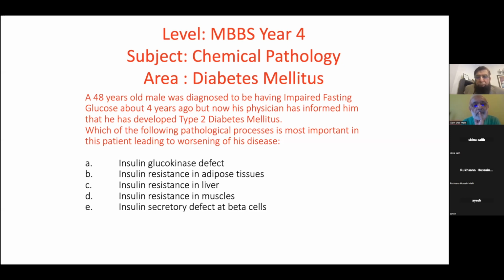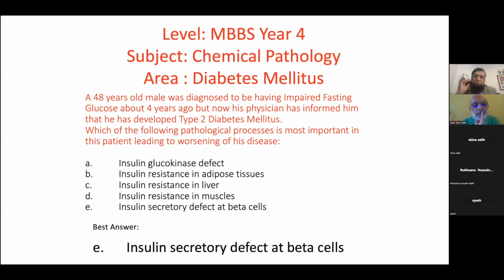So this question is basically related to the pathogenesis of type 2 diabetes mellitus, and the best answer is insulin secretory defect at beta cells. The background is that there are two mechanisms involved in pathogenesis. One is insulin resistance, and there is a discussion of which of the two is more important, and the general consensus is that it is the secretory defect. So this was the question. Open for discussion now. Okay, comments, please.